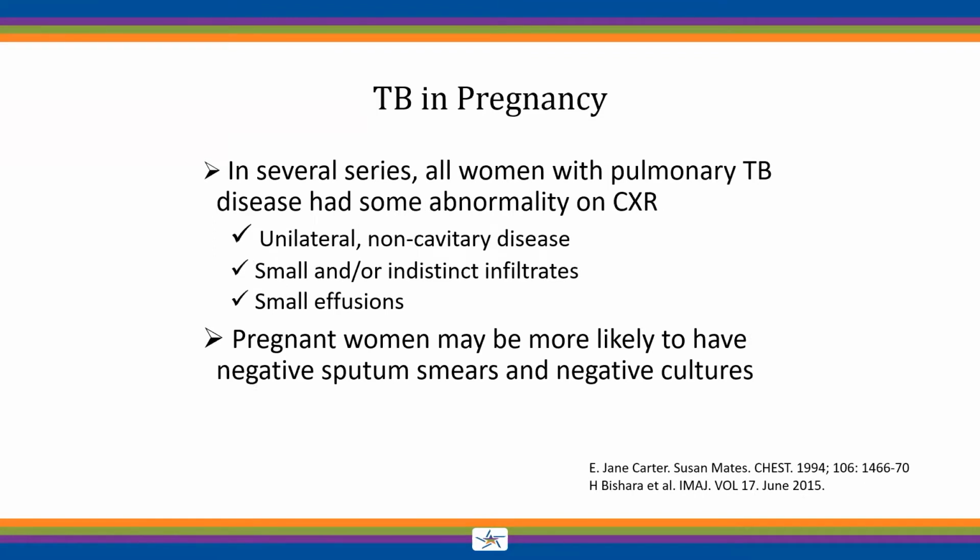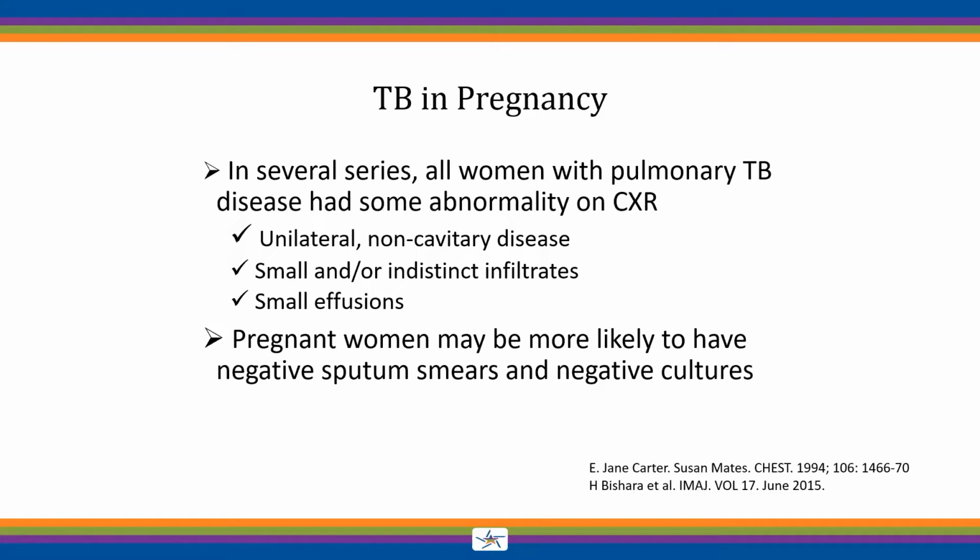And as I mentioned, in several series, all women with pulmonary TB had some kind of abnormality on chest X-ray. Now, what's interesting is a significant amount of the time, these are not the X-rays that we may necessarily think of in TB disease. So these tend to be more subtle findings, and I'll go over that a little bit more later: unilateral disease, cavitary disease, small or indistinct infiltrates, and small effusions.